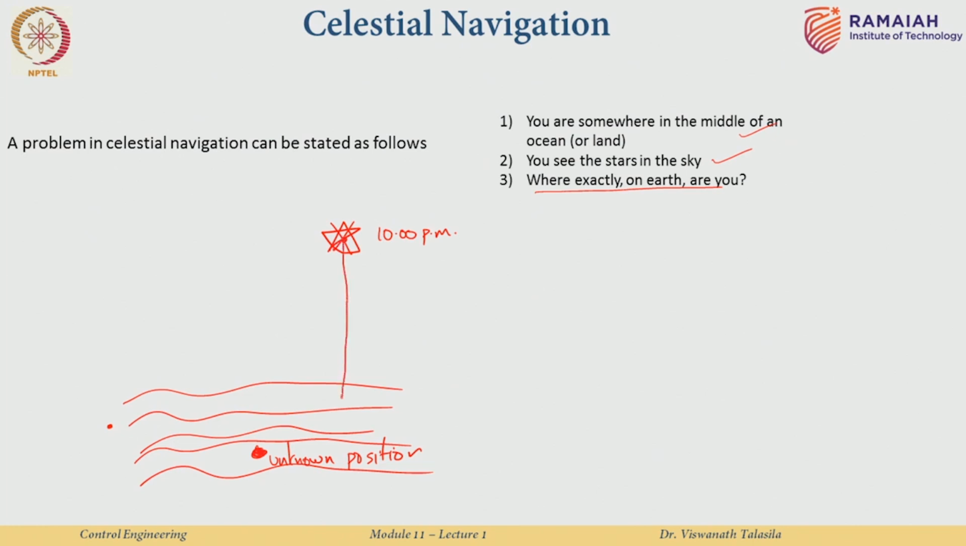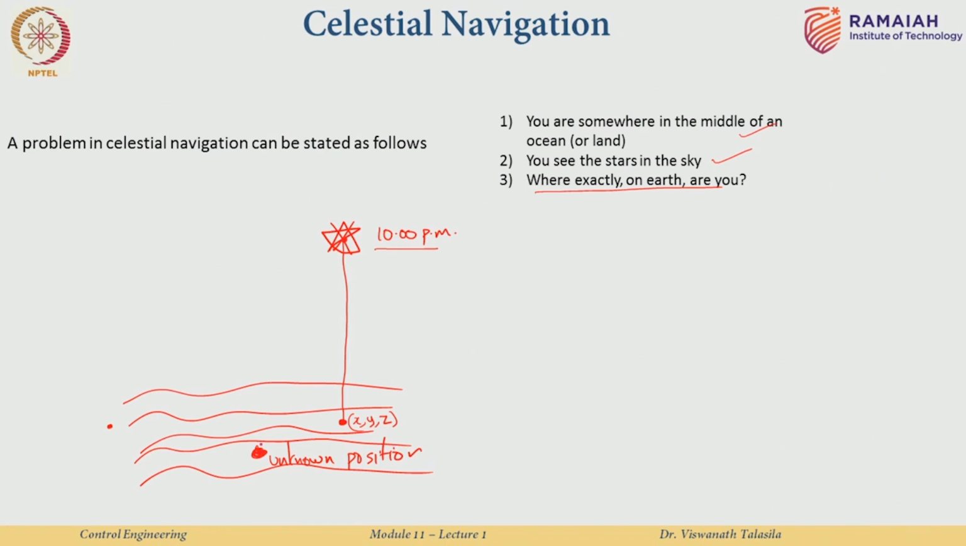So, if I draw a perpendicular line from the star and it falls on earth over here, okay, if the star is perfectly above your head at 10 p.m, you know this location, more specifically you know the coordinates of the location. It is usually given in latitude, longitude, altitude, but we will skip that for now.